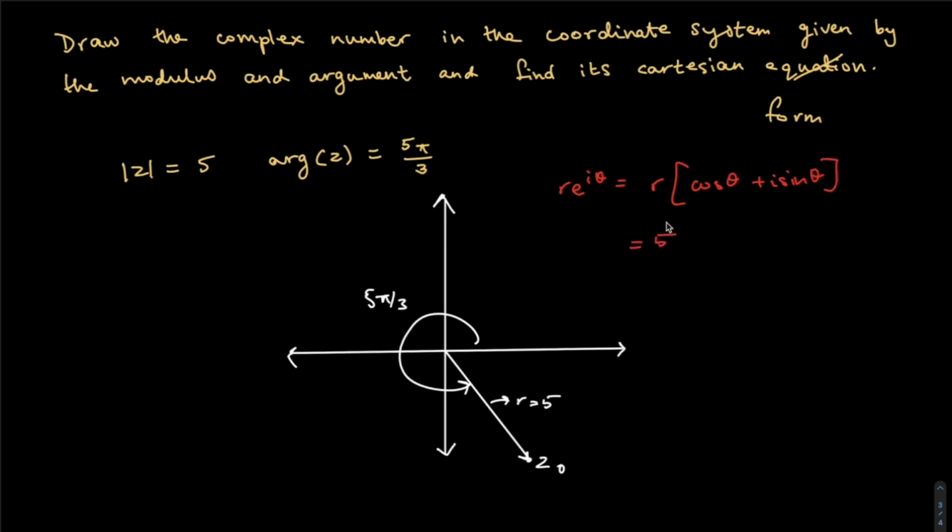So I have my modulus as 5, right? So 5 times cosine of 5 pi by 3 plus i times sine of 5 pi by 3, right? Now all I have to do is evaluate this. I know 5 pi by 3 can be written as minus pi by 3, because remember, the whole circle is 2 pi. I can rewrite it this way. So I'm going to have 5 times cosine of minus pi by 3. The reason I do that is because it keeps things as simple as possible.